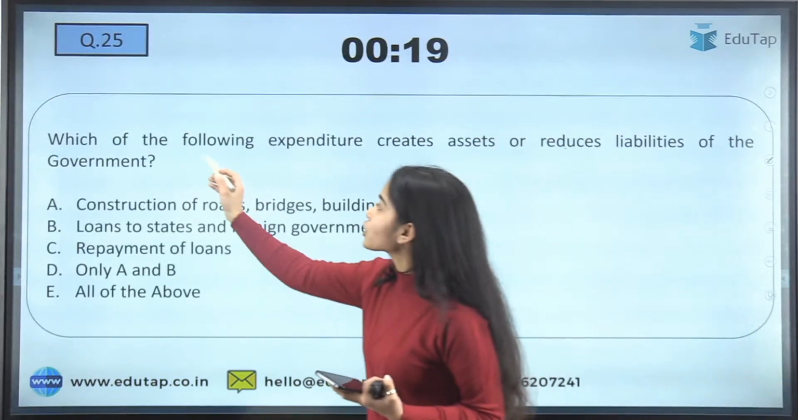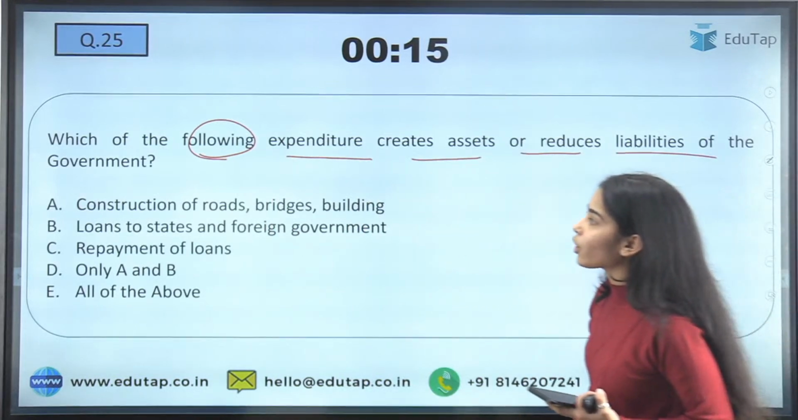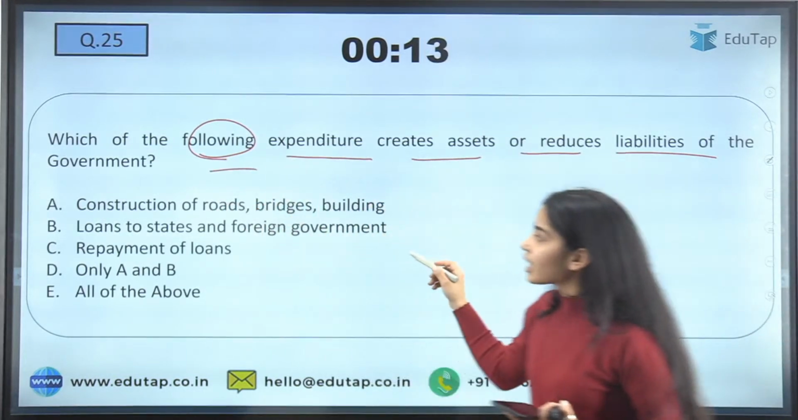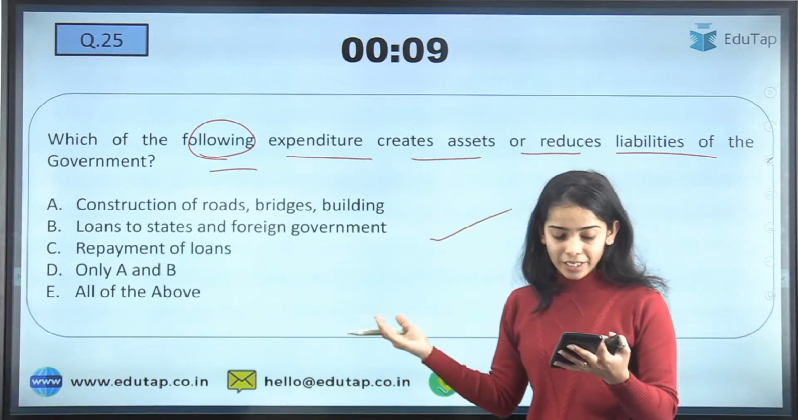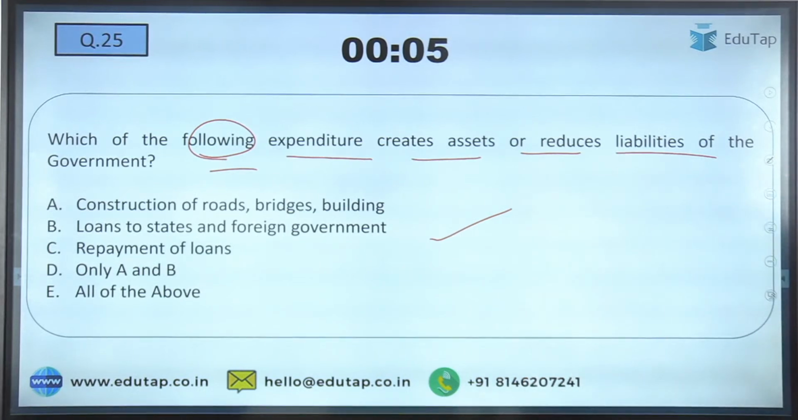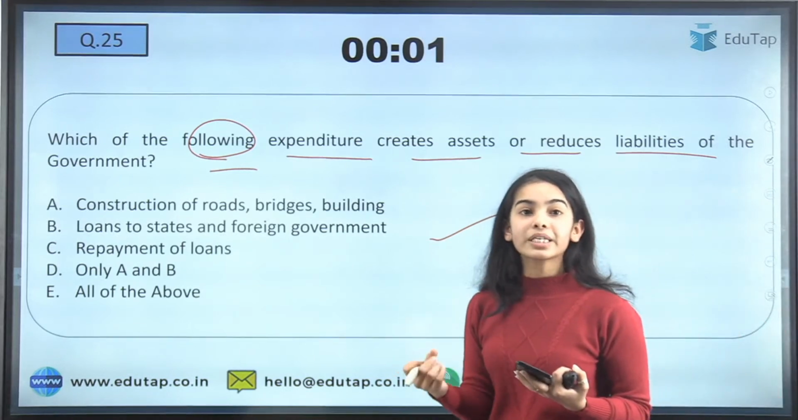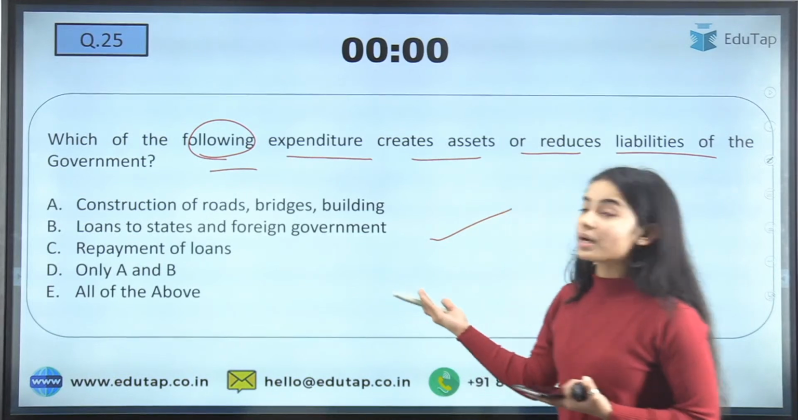Next question is, which of the following expenditures creates assets or reduces liability of the government? This is an easy question, but this covers up your capital account. So try to answer this one. The PDF of the session you can get in the Telegram group.